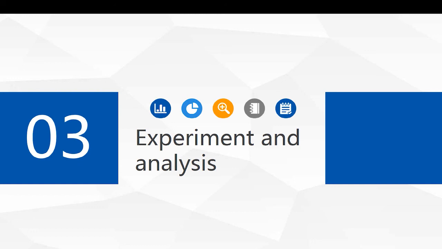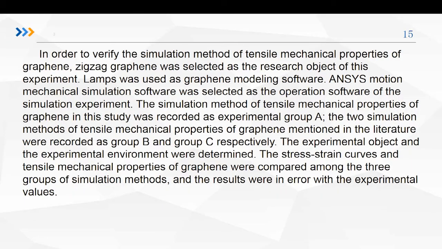The third part, experiment and analysis. In order to verify the simulation method of tensor mechanical properties of graphene, zigzag graphene was selected as the research object of this experiment. LAMMPS was used as graphene model software. ANSYS mechanical simulation software was selected as the operation software of the simulation experiment.